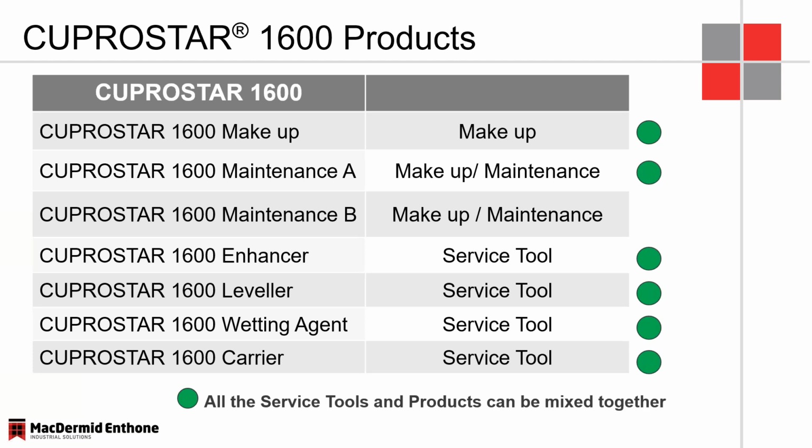All of these can be mixed together. So when I'm talking about maintaining the system, dosing systems, I can use the maintenance A, the enhancer, leveler, wetting agent, and carrier can be combined in those feeders. So I don't need to have 6 different feeders for my system. I can utilize only 2 between combining the A with the service tools and then having the maintenance B on its own.